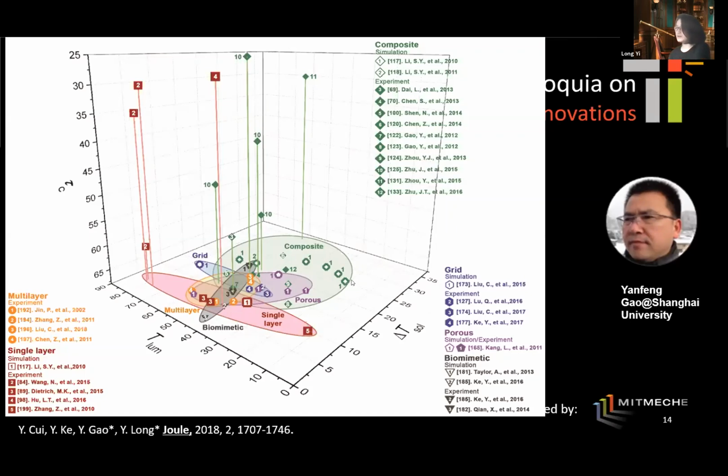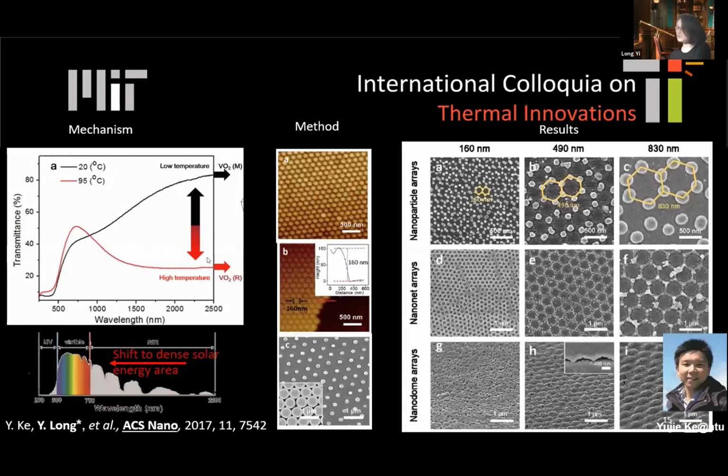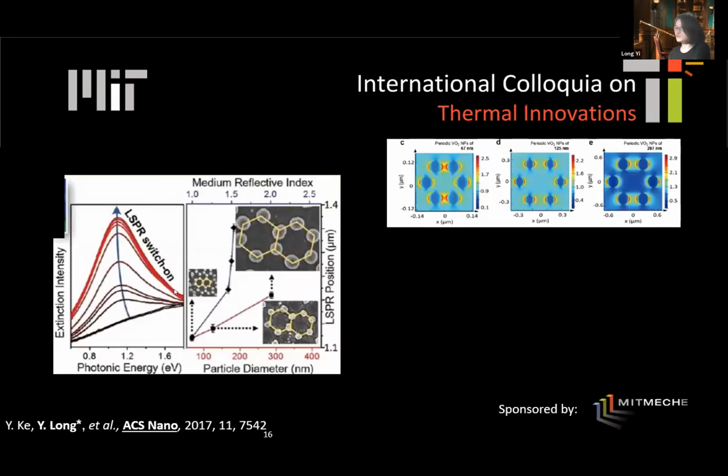I'll give you one example we have done. We use a tunable plasmonic effect because, as I said, vanadium dioxide changes from a metallic phase to an insulator, which means at the metallic phase it has a plasmonic resonance. Why do we need to tune this? Because we have to shift the peak to the dense solar energy area, which is here. So we're trying to shift the peak of the metallic phase. We used some methods to make dotted nanoparticle nanopatterns, and we are the first to report these tunable plasmonic effects, because this is quite important for solar modulation.